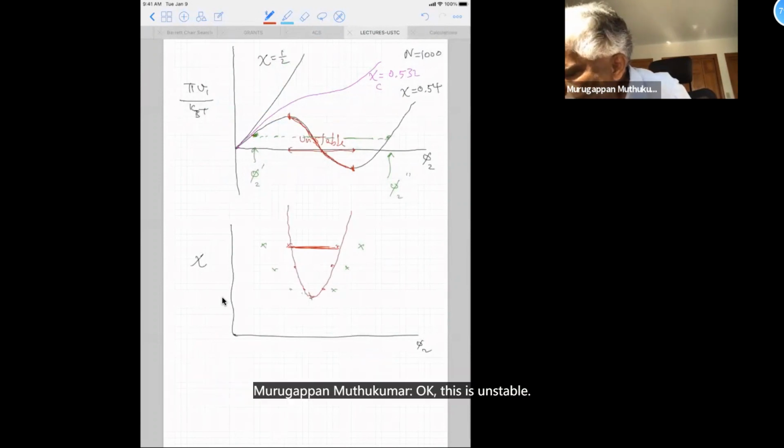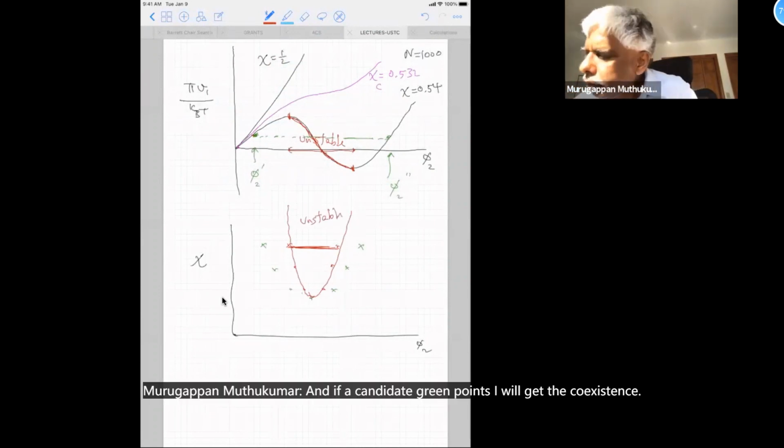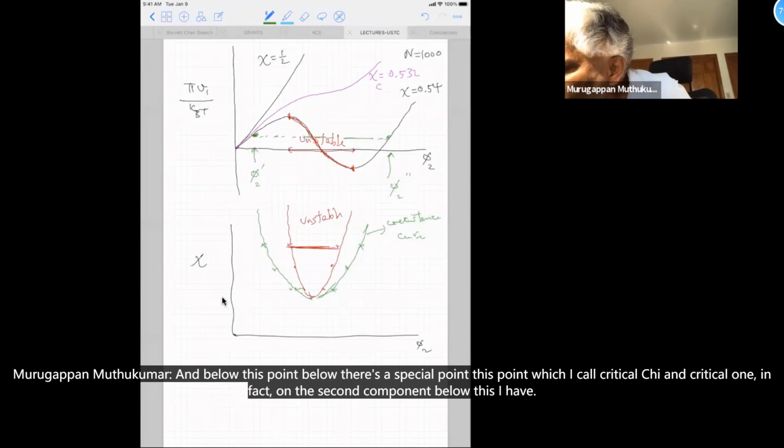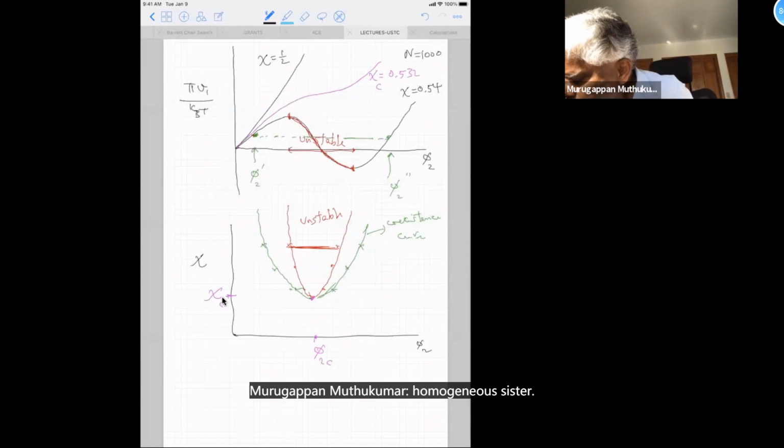This is unstable. If I connect the green points, I'll get the coexistence curve. This is the coexistence curve. Below this special point, which I call the critical chi and critical volume fraction of the second component, I have a homogeneous system.